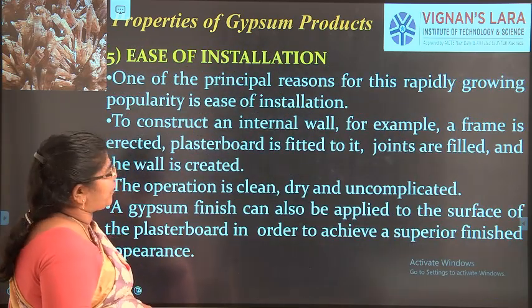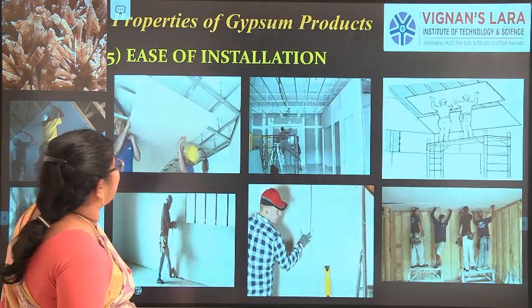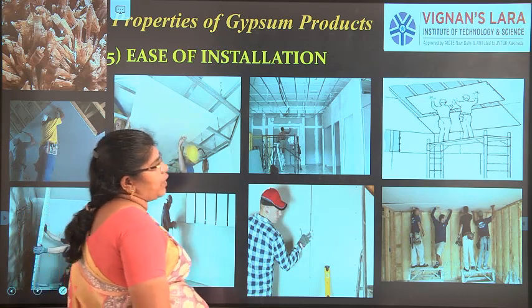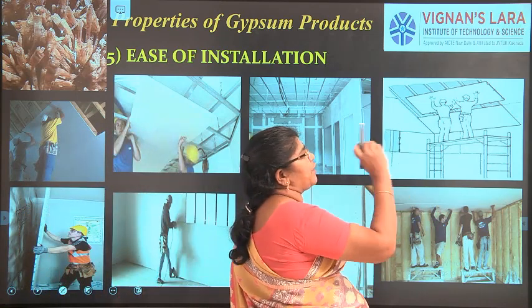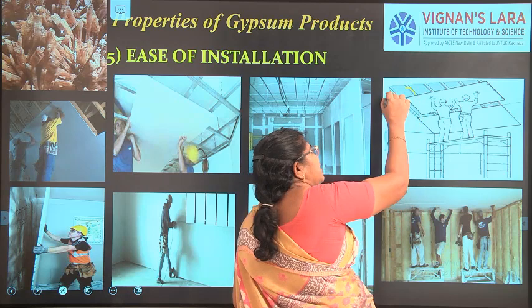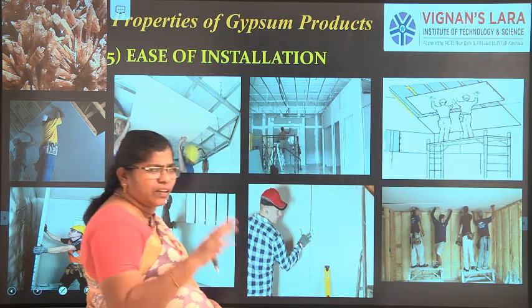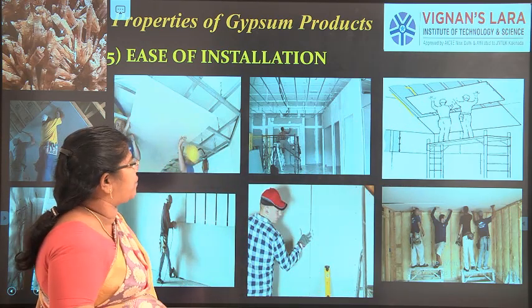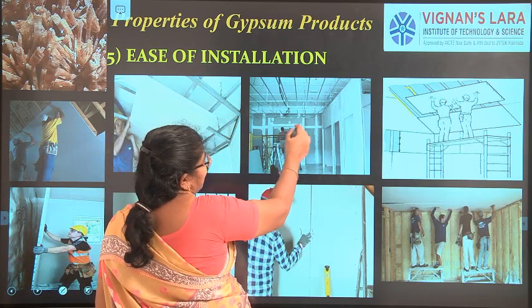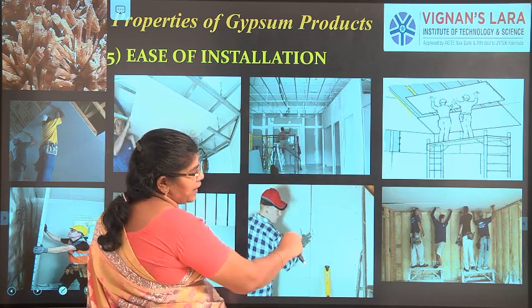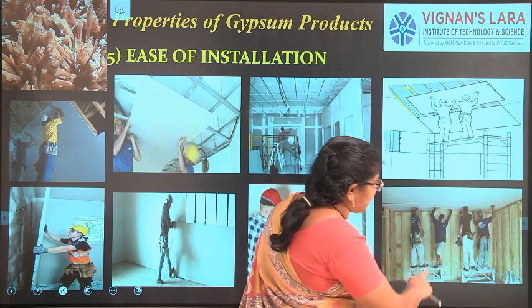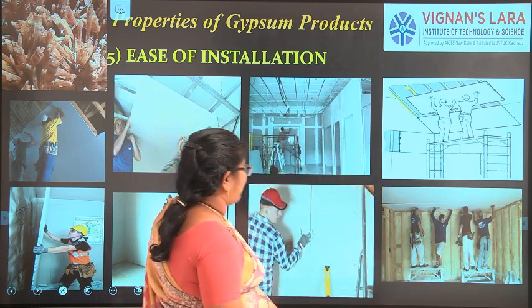The next one is ease of installation. So this is very easy, right? You can see here only two persons are taking a board and easily fixing it. Once they fix the rails, then they can fix it. One person is there to fix the walls. You can see they are easily movable, right? Here some persons are doing the work.